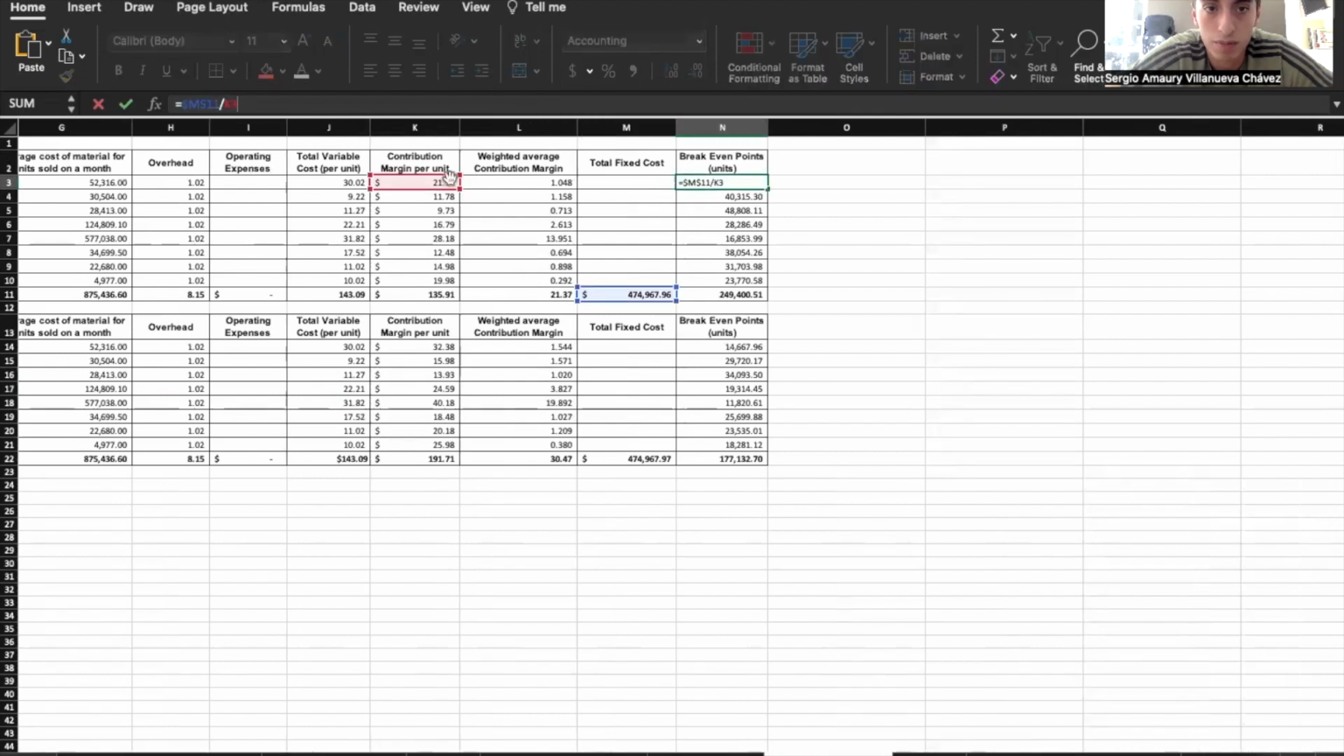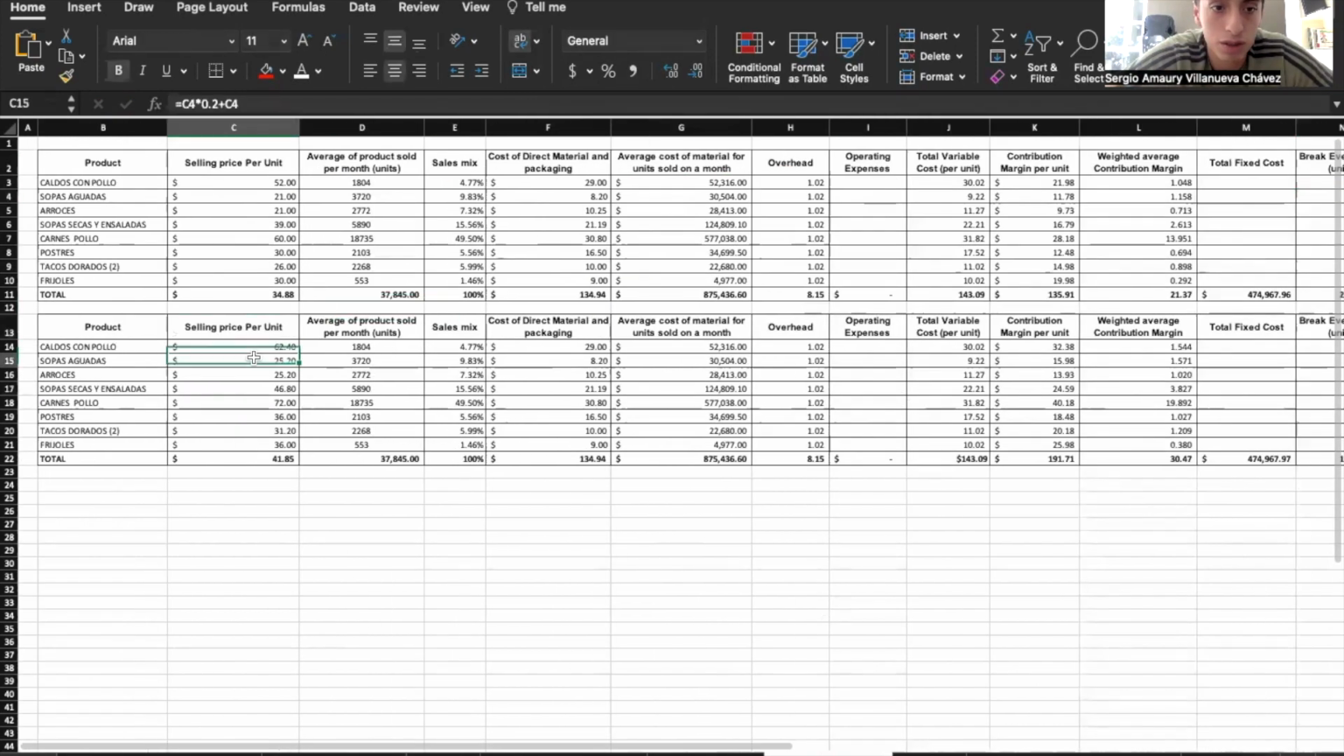And well, then we also made a marginal analysis, which basically shows us the break-even points of the units, and we calculated this by dividing the total fixed cost by the contribution margin per unit. And the table below shows pretty much the same, but with a 20% increase in the selling price per unit.